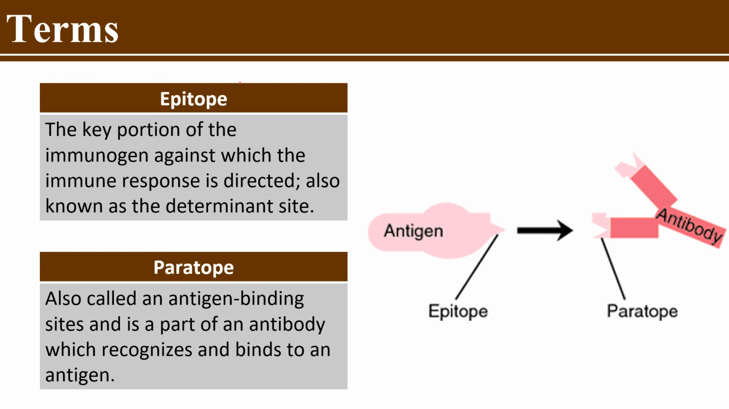Now, the epitope, class, as I've already discussed earlier, is the key portion of the immunogen against which the immune response is directed. Okay, sorry, that's wrong. Your epitope is also known as the determinant site. So this is the one found in your antigen. While your paratope is the one known as your Fab site. So it would usually attach to the determinant site.